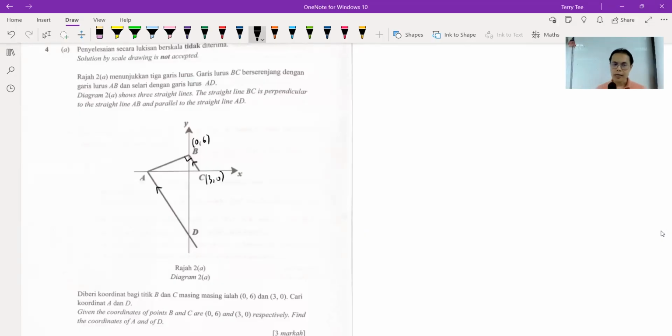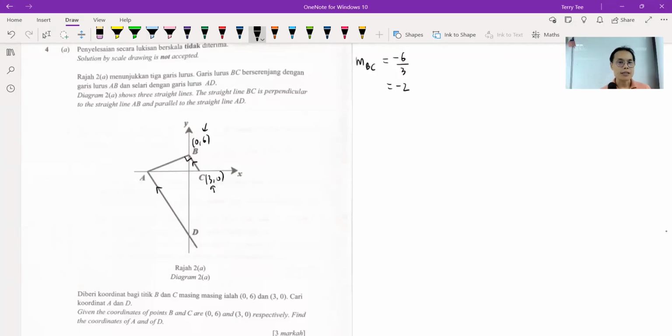So we know when you have perpendicular and parallel lines, we have to use the idea of m1 times m2 equals -1 and m1 equals m2 for parallel. Perpendicular, you times together, the gradient must be -1. But first, we need to find out what is the gradient of BC. Now, since I know B is my y-intercept, I know C is my x-intercept. So I'm going to use negative y-intercept over x-intercept. This is -2. All right.